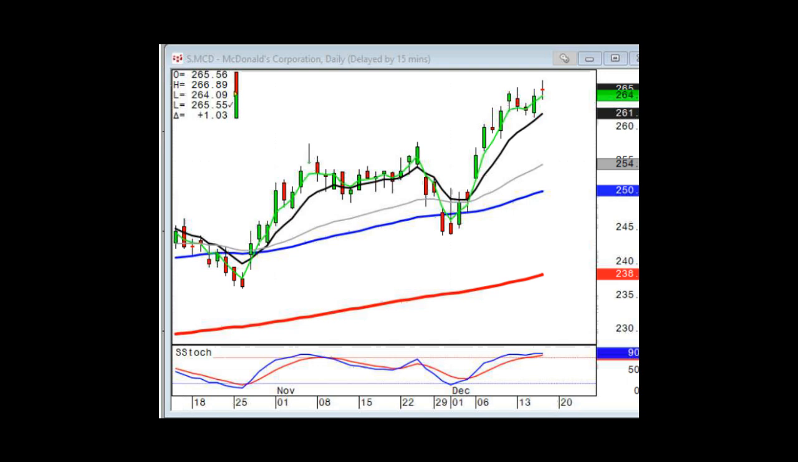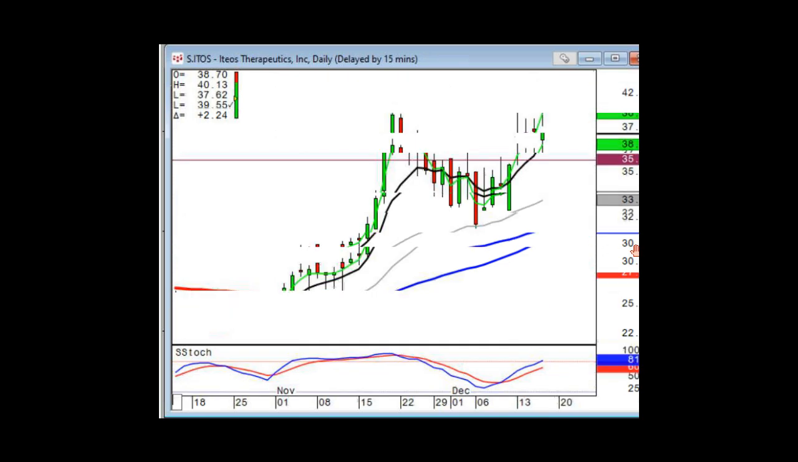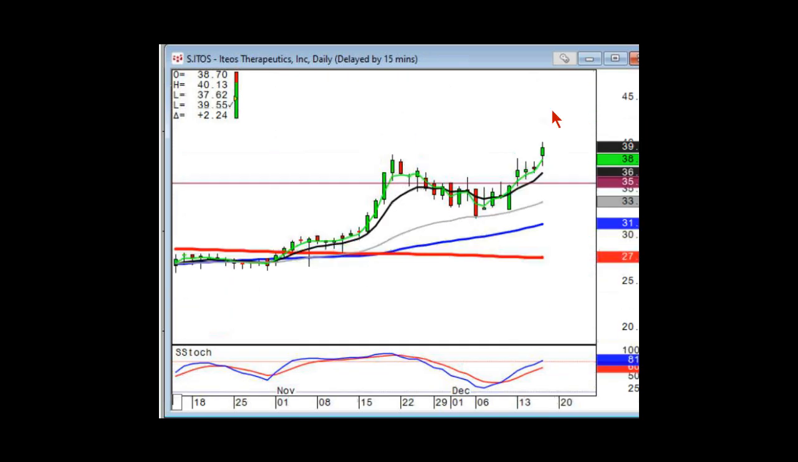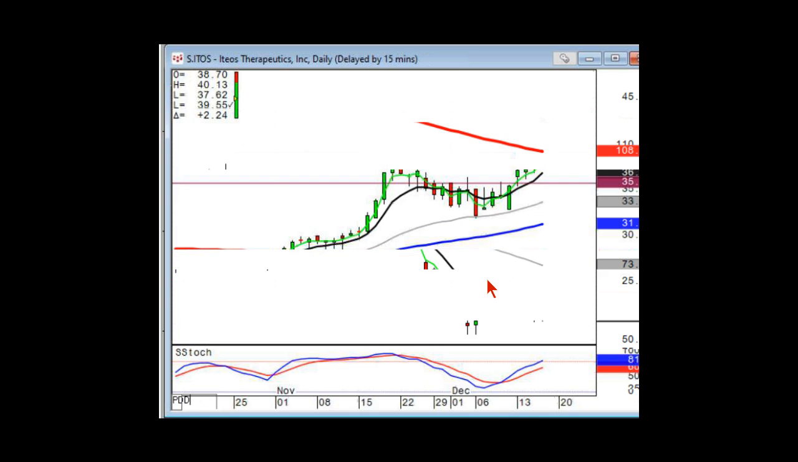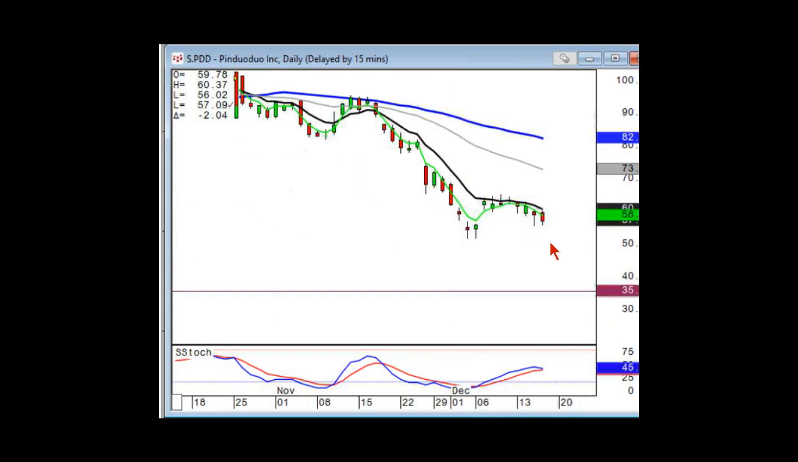All right, so ones I kind of put stars next to. This one still looks like it's got the prospect of some good upside. ITOS. I'd be thinking about shorting pod, starting in wave 3 to the downside.